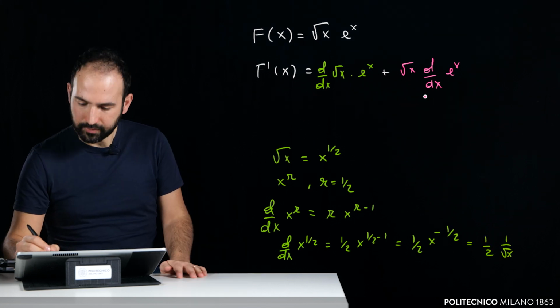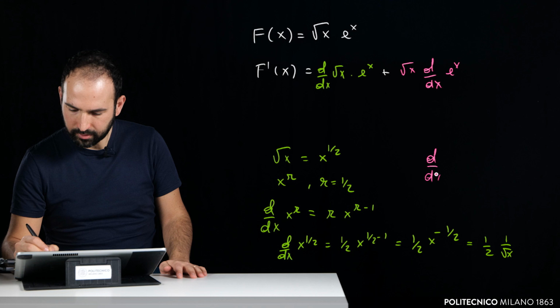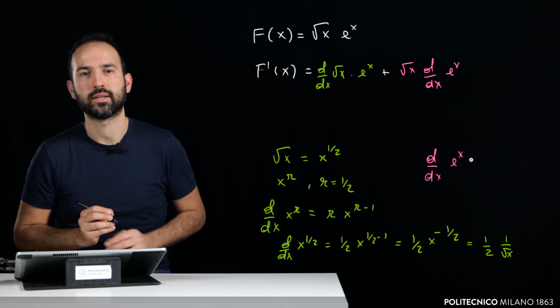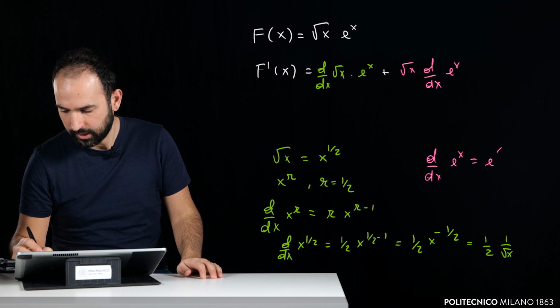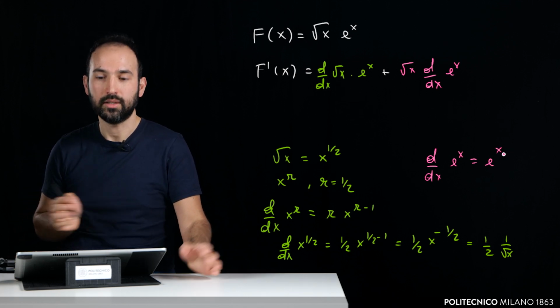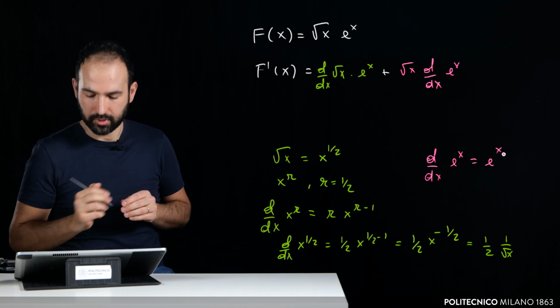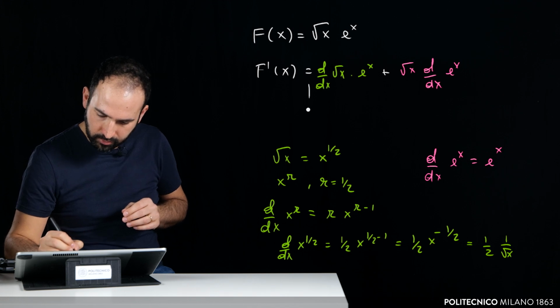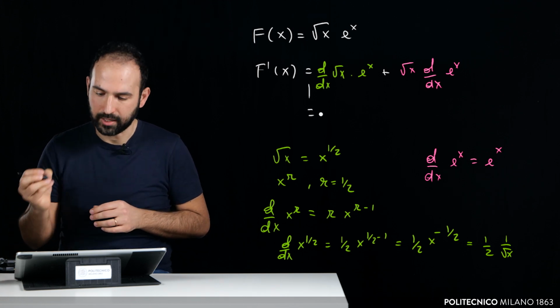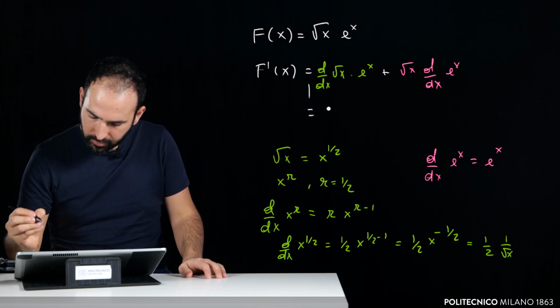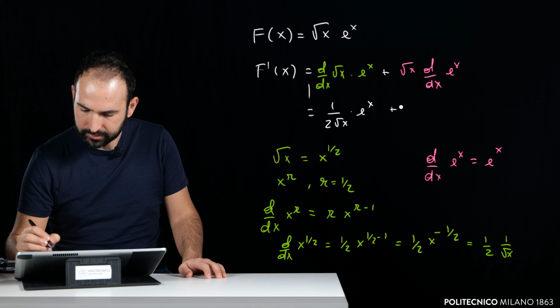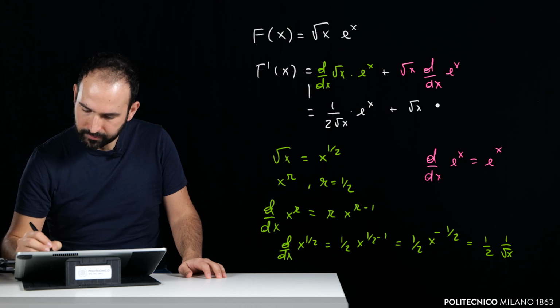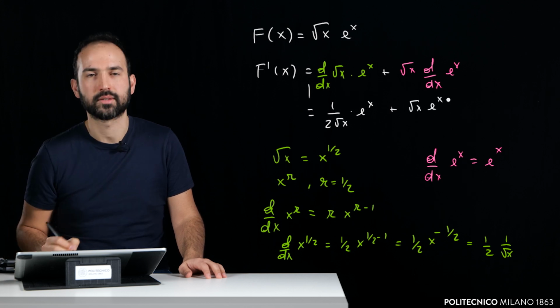Let's consider the derivative of exponential of x. Look at the table, the derivative is exponential of x. Now, we can put all the pieces together, concluding that f prime is equal to 1 over 2 square root of x times exponential of x plus square root of x times exponential of x.